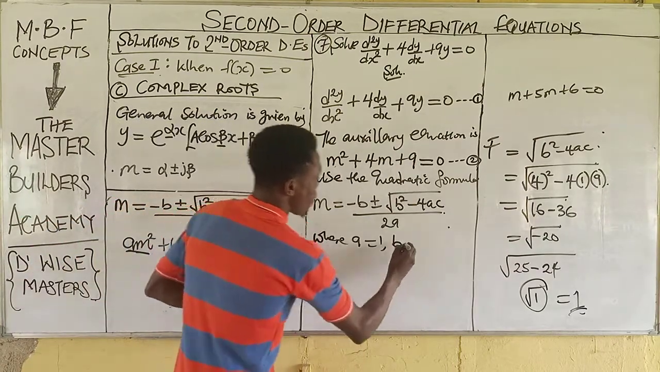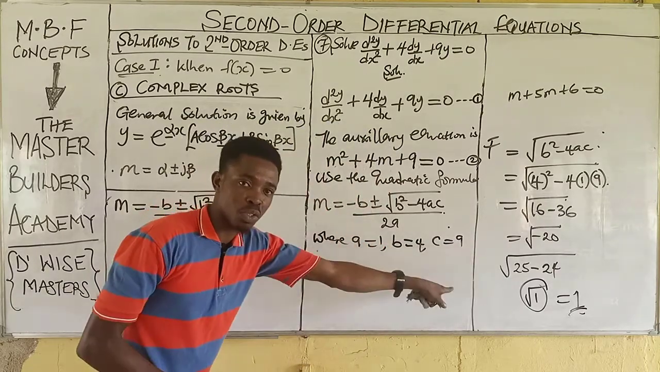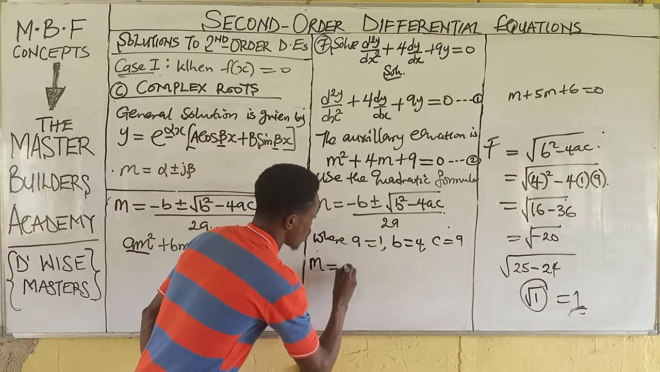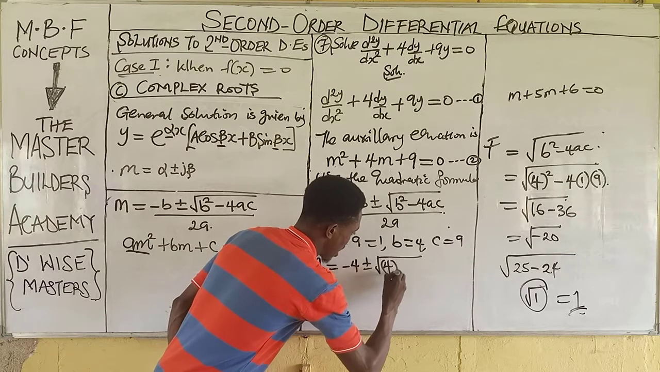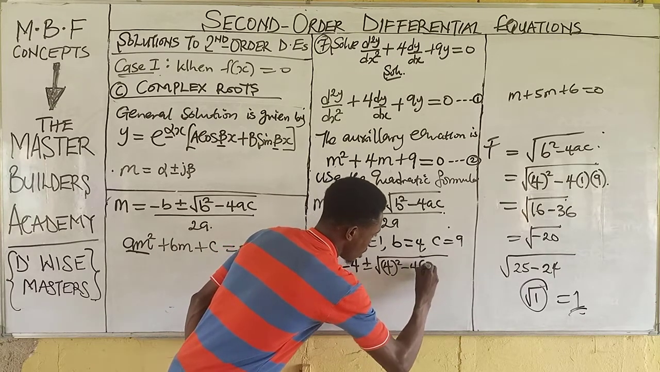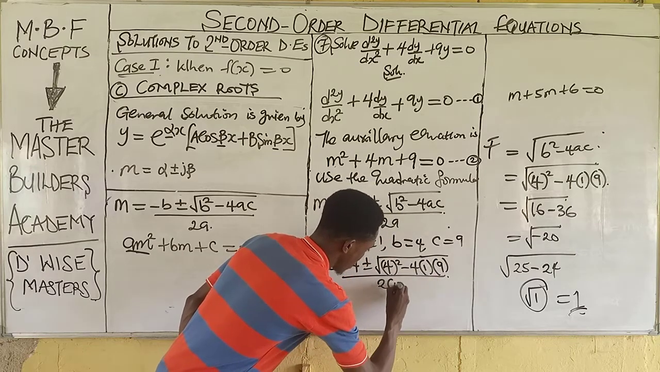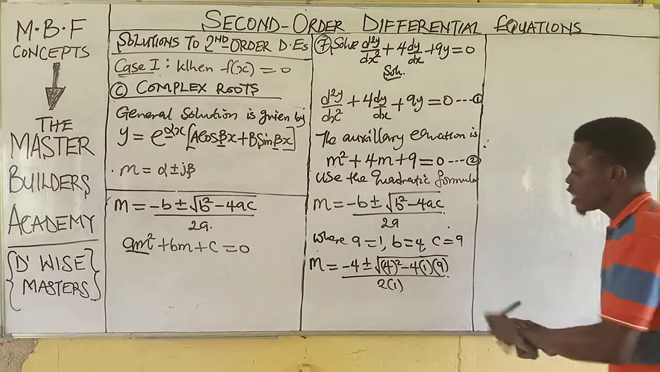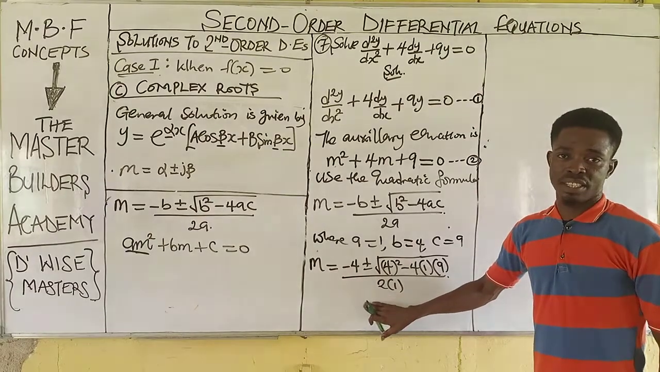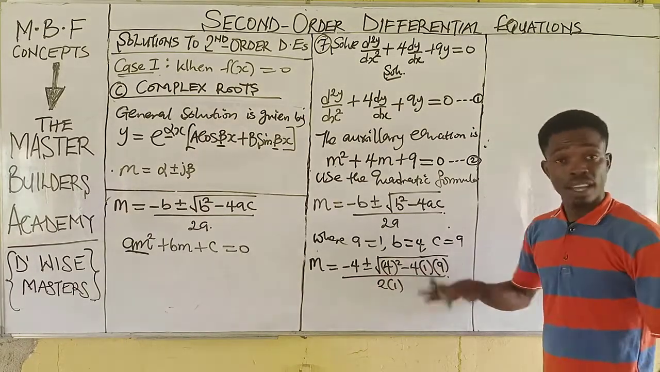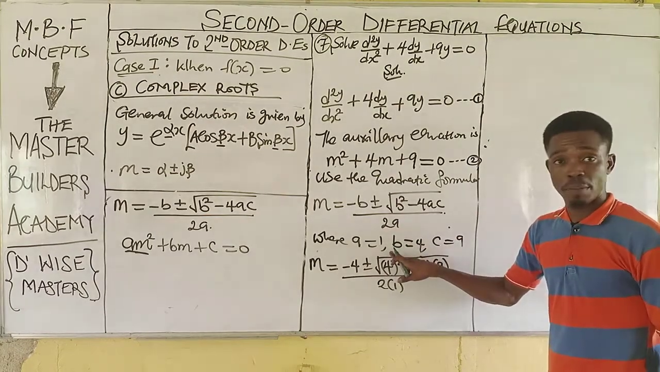Then at this point, c is equal to the constant. That's all. Then you can now substitute. m is equal to minus 4 plus or minus the square root of b, which is 4, squared, minus 4, a is 1, and c is 9, all over 2 multiplied by a. Now at this point, all we need to do is simplify. When you get to this level, you can get your final answer if possible, but don't skip this step. Very, very important.